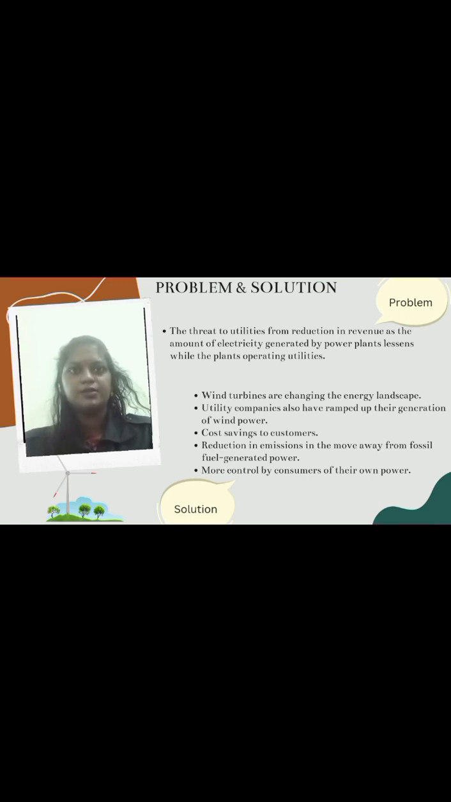The benefits include cost savings to customers, a reduction in emissions, the move away from fossil fuel generated power, and more control by consumers of their own power. Companies are finding opportunities to invest not only in generation such as solar and wind, but also in areas such as battery storage, software, market designs, operations, oversight, and more. And utilities are looking at ways to capture those opportunities with their own products and services.